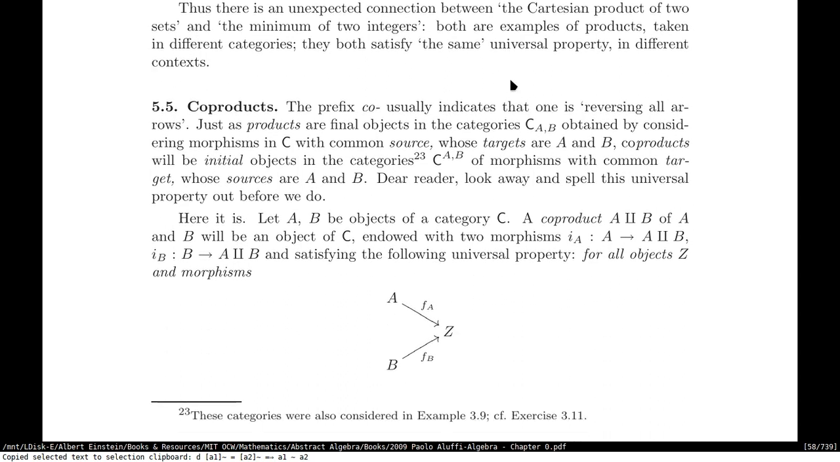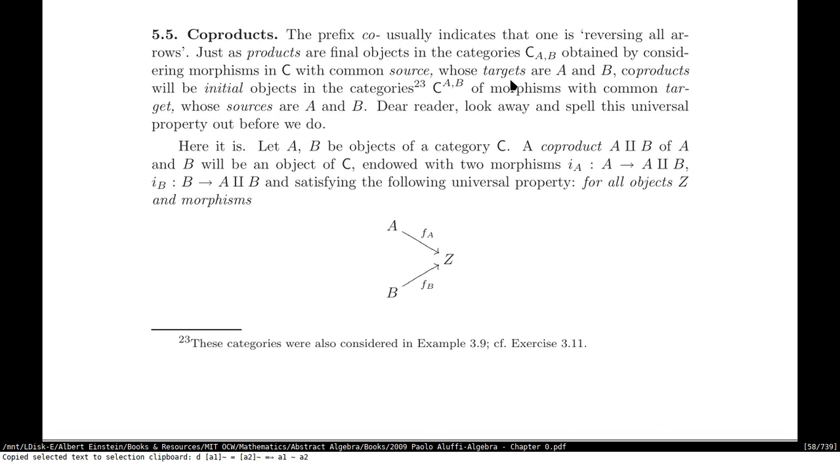Okay, so now we have co-products. Let's see. This is the last section, and then we'll be done. So, the co-products. The prefix co normally indicates that it's reversing the arrows.